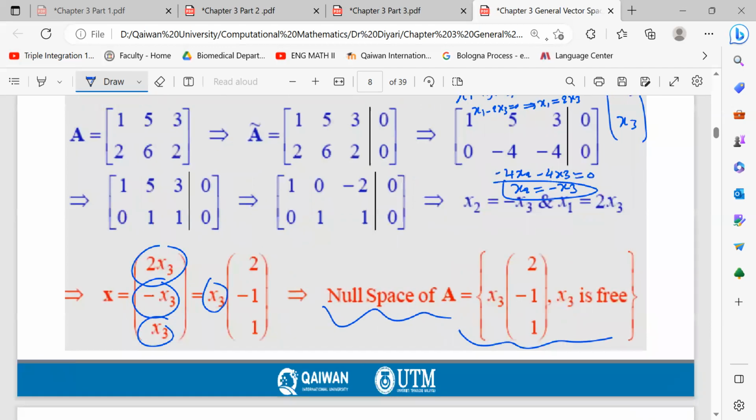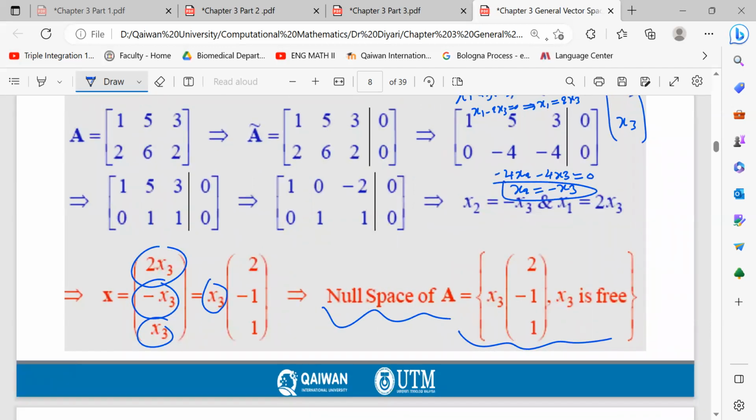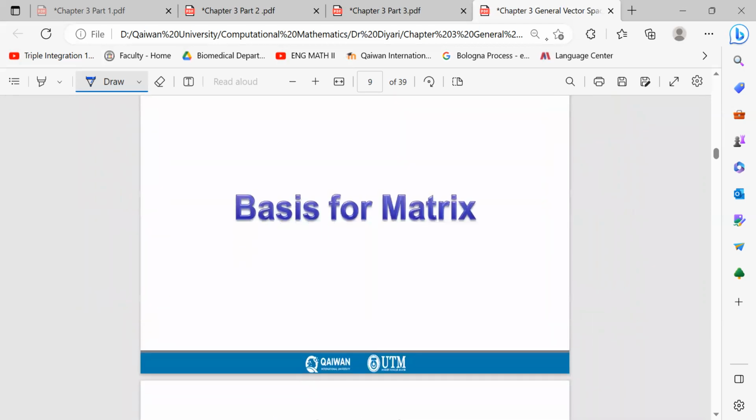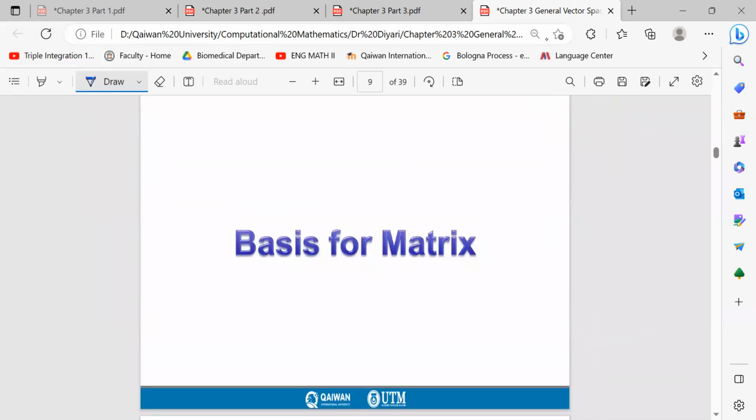So the set of solutions is going to be the null space. So this is the null space. Okay, it's enough for today.